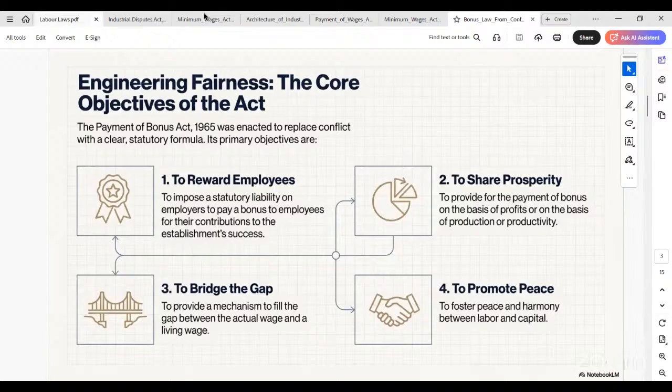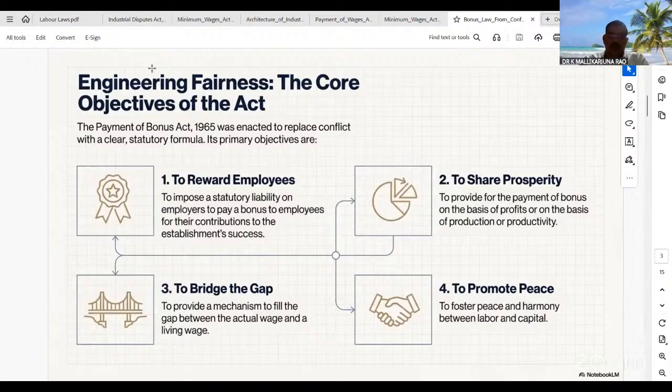The first is to reward employees: to impose a statutory liability on employers to pay bonus to employees for their contribution towards success, and to share prosperity. The bonus is provided on the basis of profit and on the basis of productivity. Then, to bridge the gap between employer and employee and to promote peace within the organization. So these are the four major objectives of the Payment of Bonus Act.